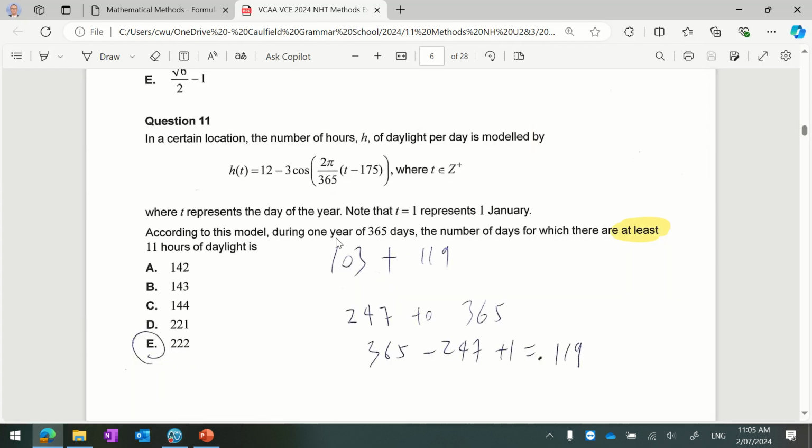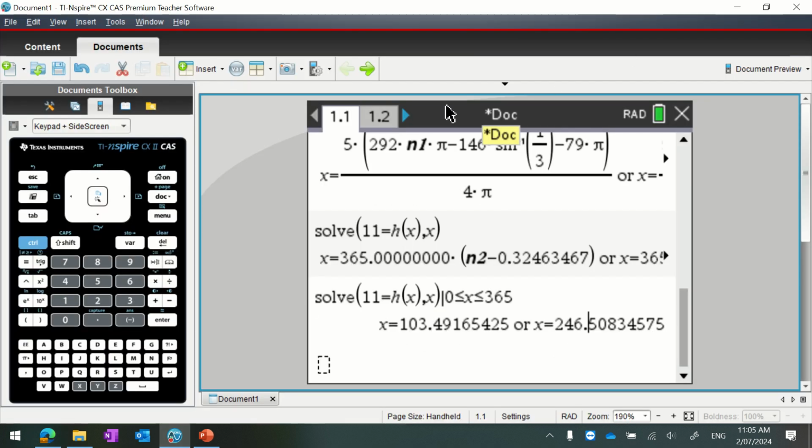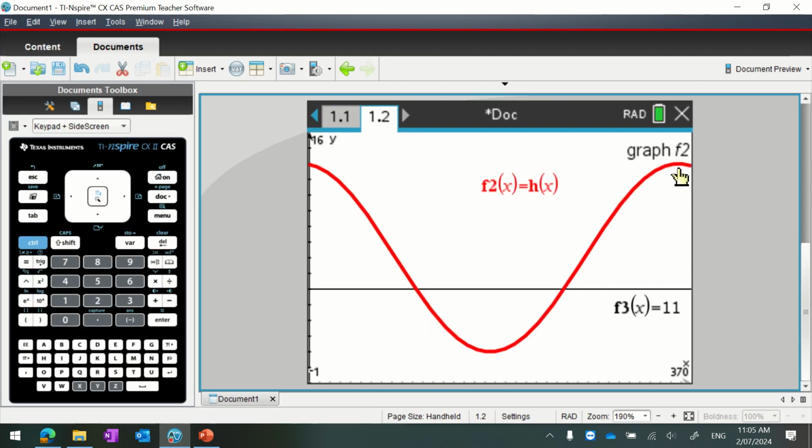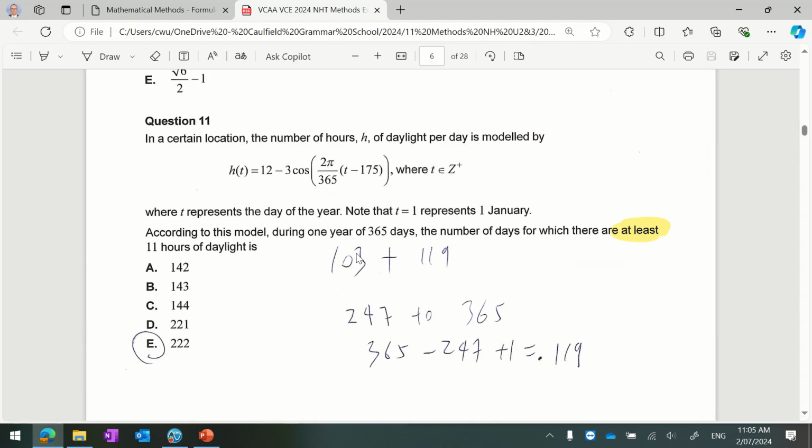Doing 1 year of 365 days, so the last day also counts, right? Because the last day here, the amount of daylight hours is more than 11. This y value is more than 11. So the first portion is from 0 to 103, so it's just 103. But from 247 to 365, the amount of days is actually 365 minus 247 plus 1, because we're counting the last day and the first day, right?